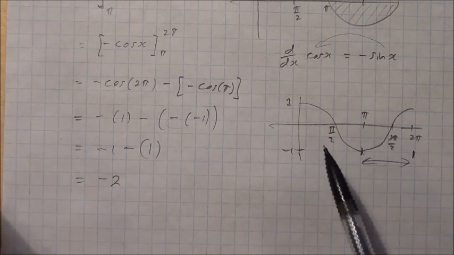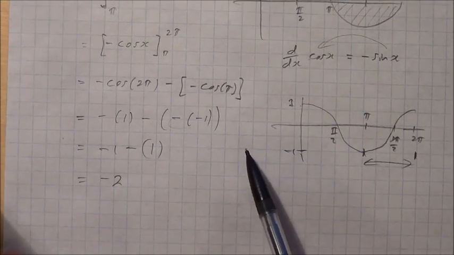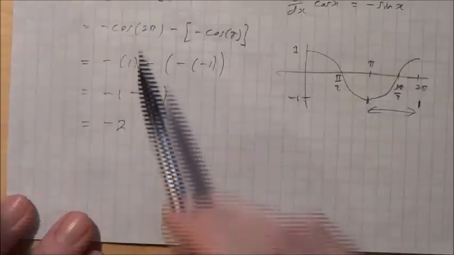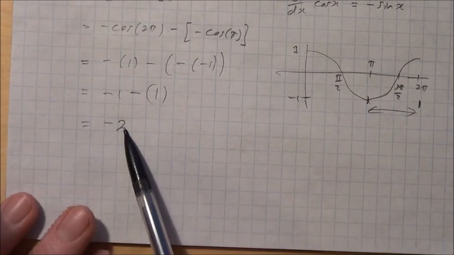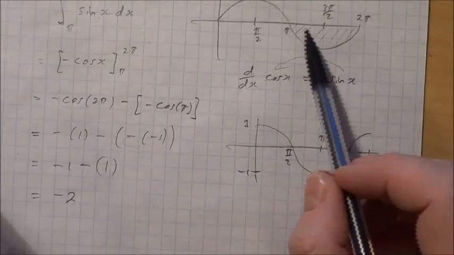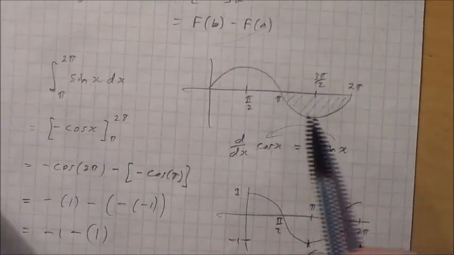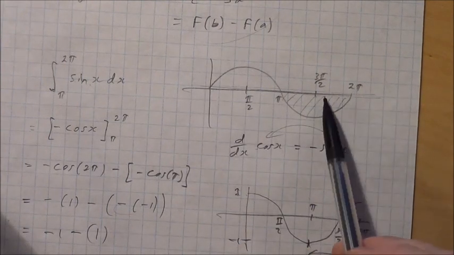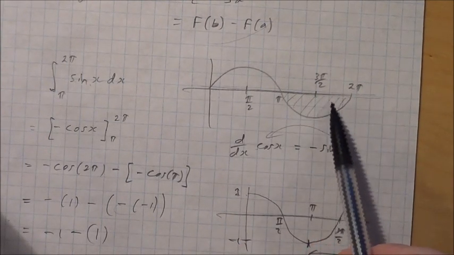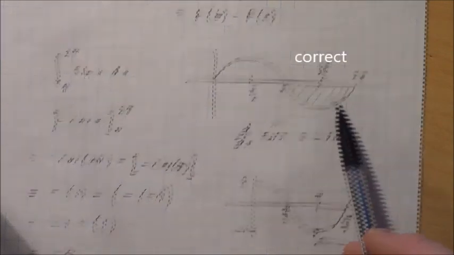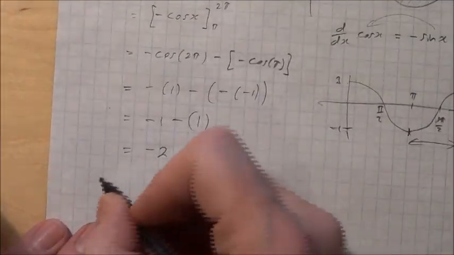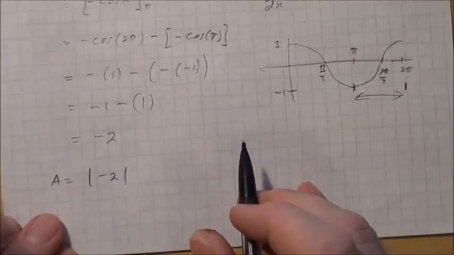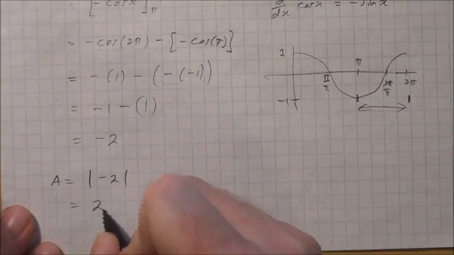So that's all fine and good. If we were looking at just the definite integral of sine x between pi and 2 pi, negative 2 is just fine. However, we're looking for the area between the curve of sine x and the x-axis, which is y equals 0. So because we're looking for an area, we have to make sure that that's positive. In order to do that, we need to take the absolute value of this to give us the value of 2.